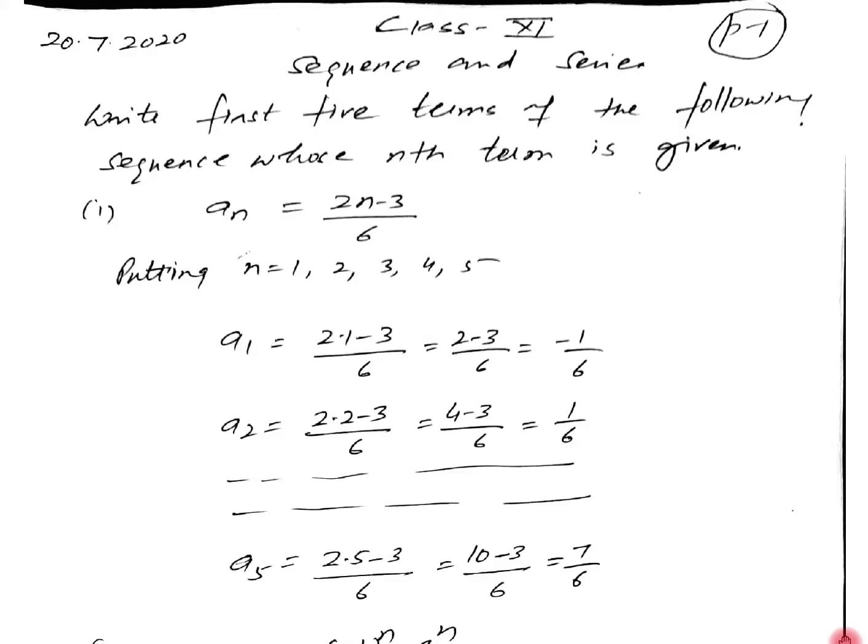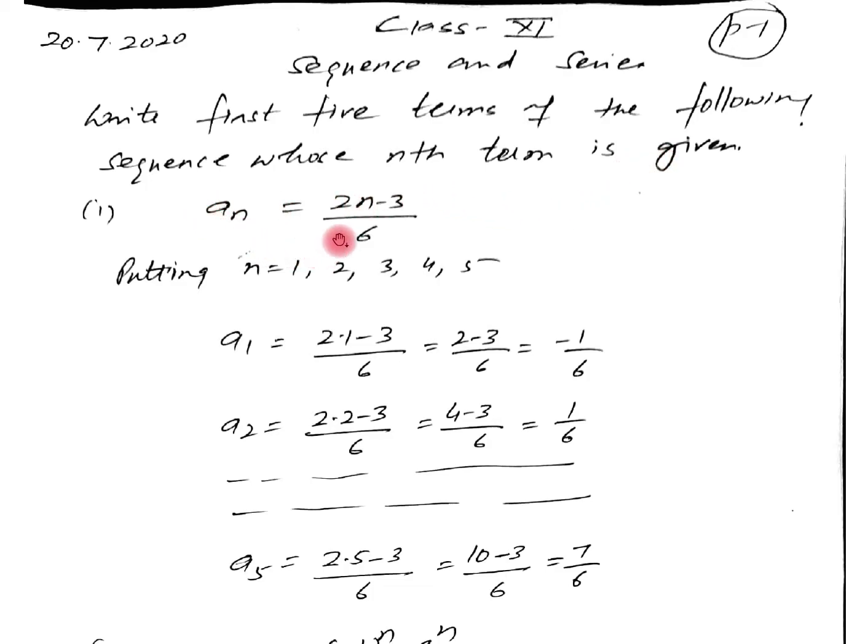We are going to start the topic sequence and series. Now this topic is related to the topic that we have done in the 10th class, arithmetic progression. Now directly let us see the general question first. Write the first 5 terms of the following sequence whose nth term is given.